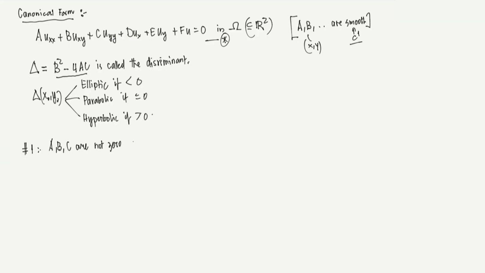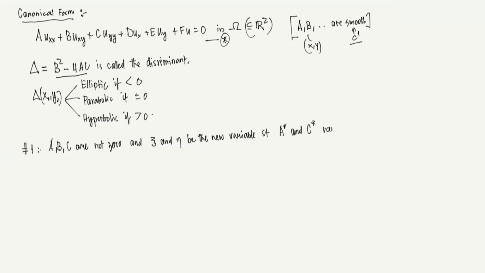Let's say there is a change of variable. What is the change of variable? Xi and eta are the new variables, such that A star and C star vanish. If you remember, we talked about A star and C star in the last video. Exactly those A star and C star.